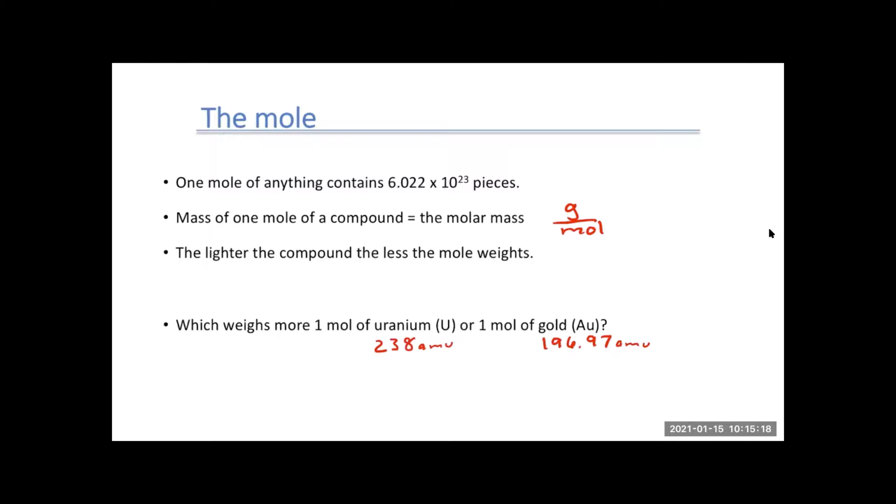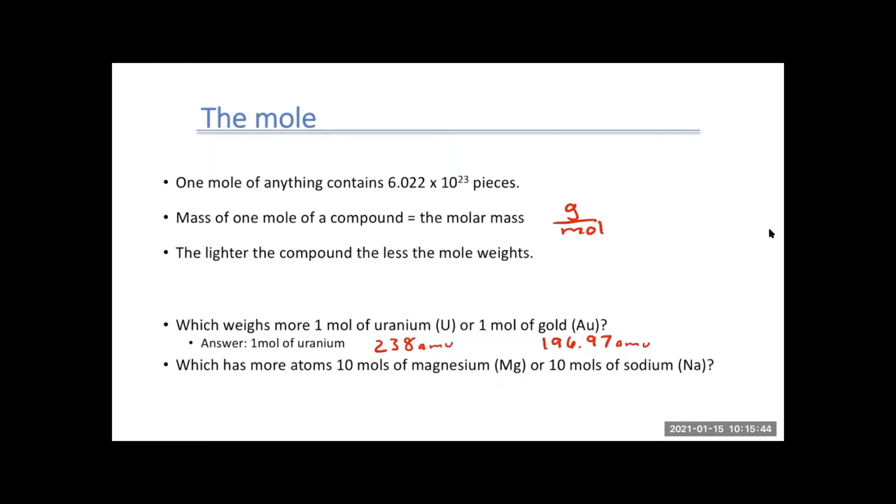If I had the 5-pound weights, that would add up to 10 pounds total. If I had the 2 3-pounds, that'd only add up to 6 pounds. But they're both still weights, just like these are both still atoms, but 1 atom weighs a lot more. So that means 1 mole of uranium is going to weigh more than 1 mole of gold.